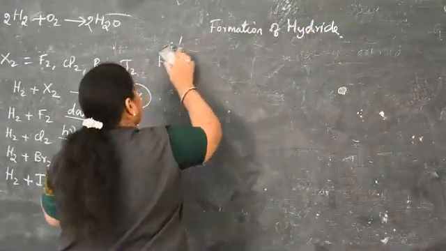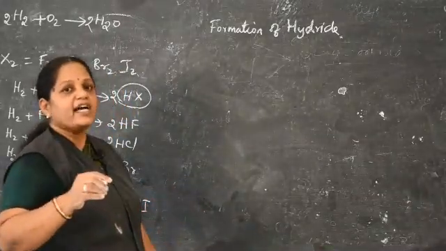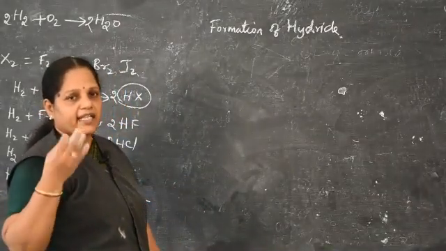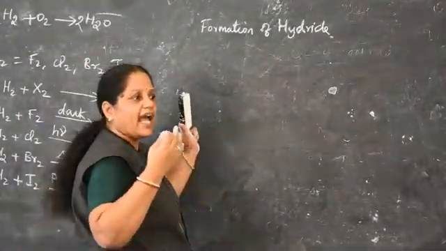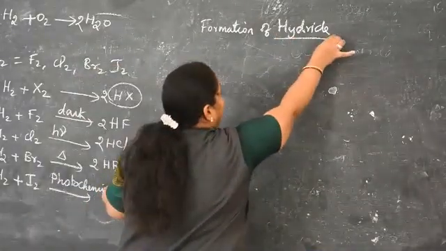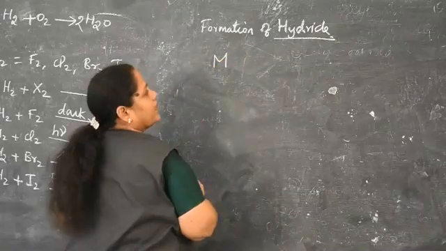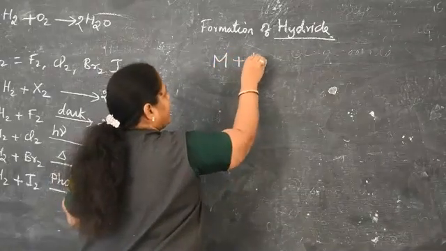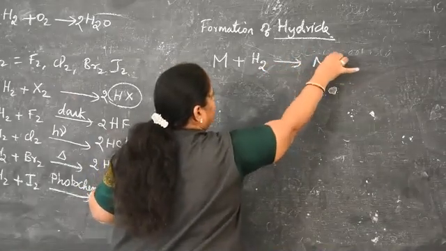Not only alkali metals, but also alkaline earth metals. What are alkaline earth metals? Second group metals are called alkaline earth metals. So, either an alkali metal or an alkaline earth metal combined with hydrogen gives hydrides. Generally, metals are represented as M. It reacts with hydrogen to form MH.